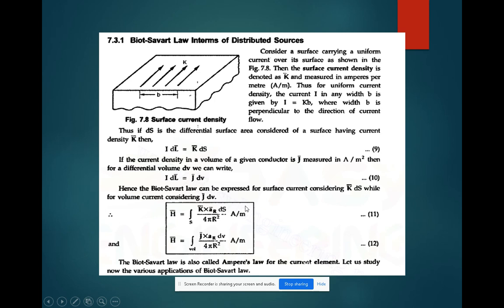This Biot-Savart law can also be called Ampere's law for the current element. In the further classes, you will see all this.